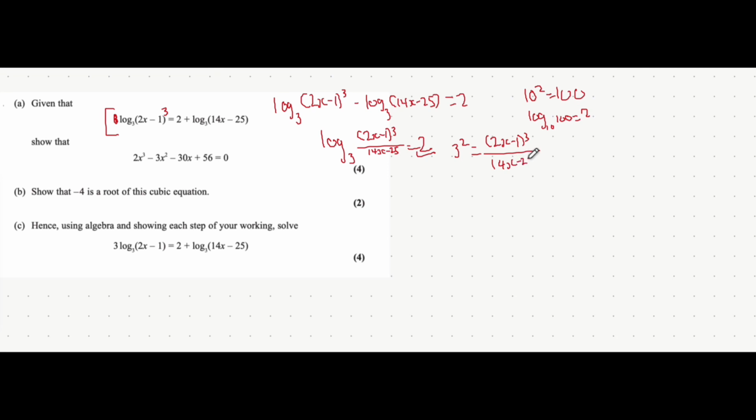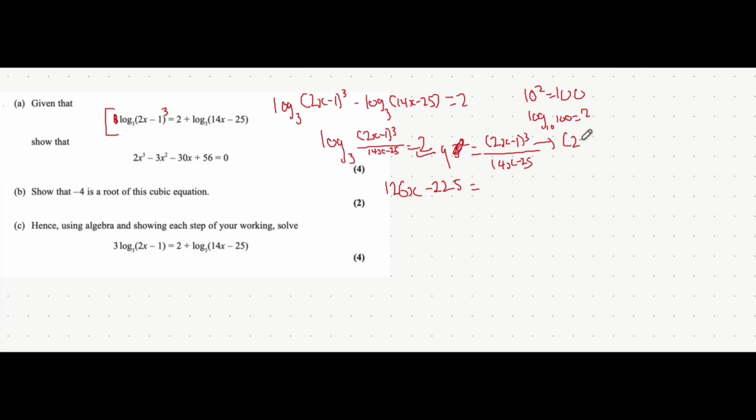Now, what is 3 squared? Well, any number squared is just that number multiplied by itself. So 3 squared is just 9. Let's now multiply both sides by 14x minus 25. 9 times 14x is 126x. 9 times minus 25 is minus 225. And all of that is equal to 2x minus 1 cubed.